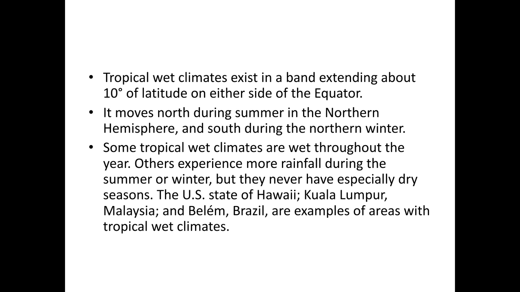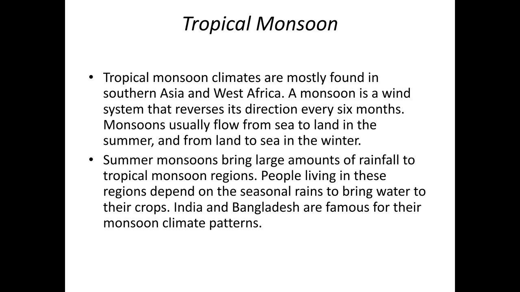Some tropical wet climates are wet throughout the year. Others experience more rainfall during the summer or winter, but they never have especially dry seasons. The US state of Hawaii, Kuala Lumpur in Malaysia, Bali in Indonesia, Belém in Brazil are certain examples of areas which generally experience tropical wet climates.